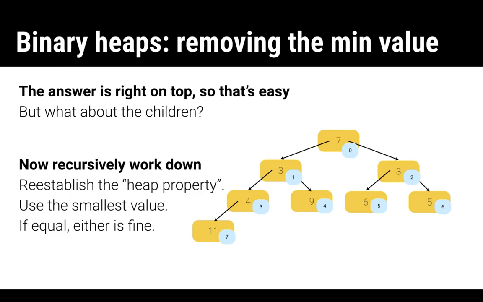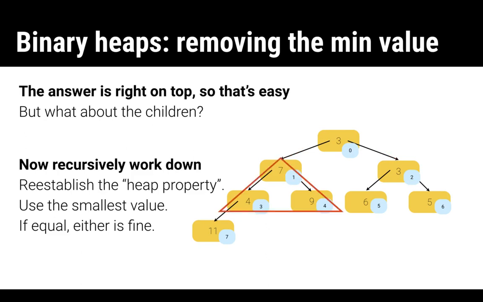It's a little bit confusing, but we're going to start here. And we're going to say, we need to re-establish the heap property. 7 is not the smallest thing, so we need to move the smallest thing up. In this case, either one will do. Let's say we go left. So the 3 moves up, the 7 moves down. So we've started satisfying the heap property, but we need to keep going.